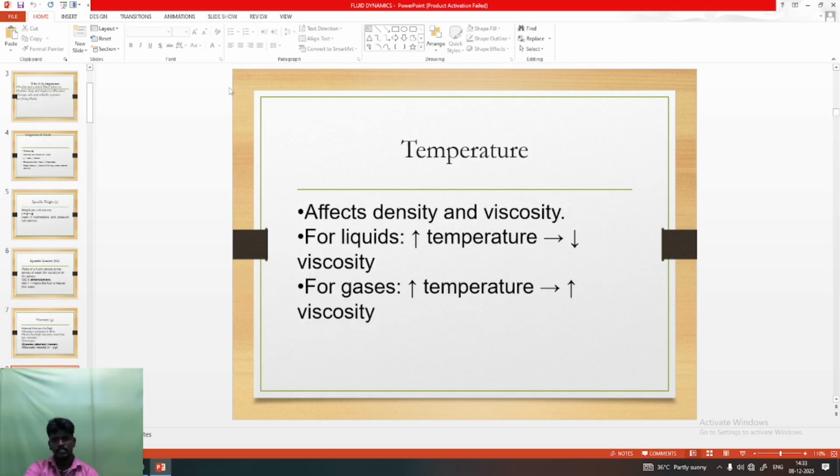Next, temperature. Temperature is available everywhere, and it directly and indirectly affects the density and the viscosity. For liquids, if the temperature increases, viscosity decreases. For gases, if the temperature increases, viscosity also increases. This is the major difference between liquids and gases, which affects the density and viscosity.